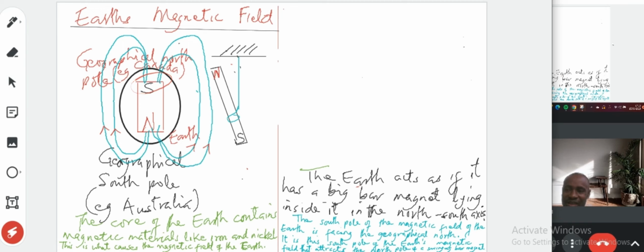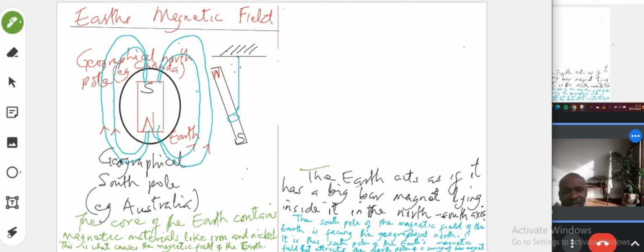That's what this diagram is showing. The north pole of the Earth's magnetic field is in what direction? Please, when I say the Earth's magnetic field, this rectangle inside the Earth is what you should be looking at. The rectangle inside the Earth represents the Earth's magnetic field. The north pole of the Earth's magnetic field is in what direction? It's in the geographical south.